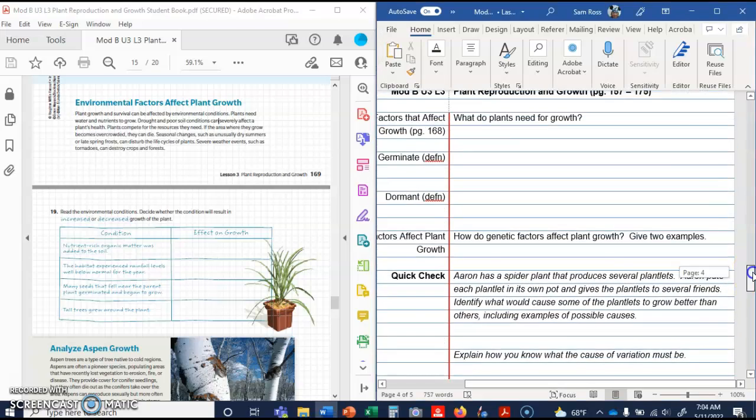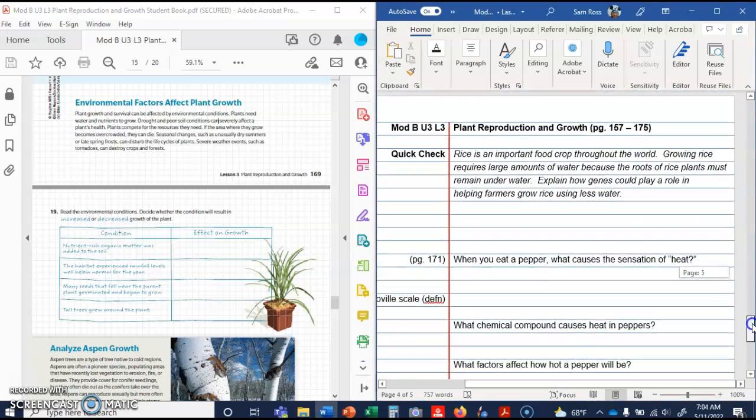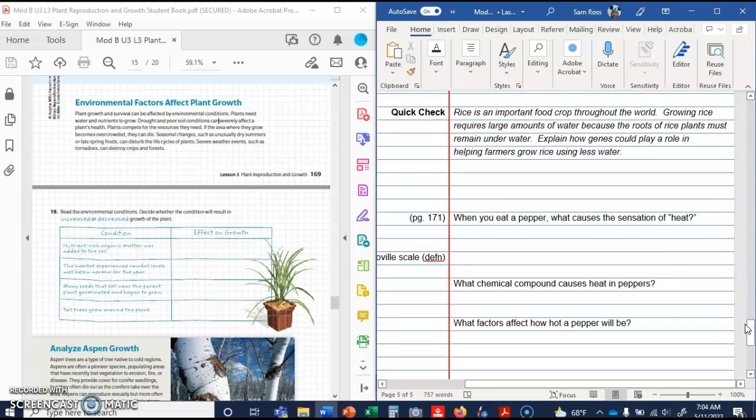So let's go ahead and scooch this down. We answered both of those questions and we're on to this quick check. Rice is an important food crop throughout the world. Growing rice requires large amounts of water, because the roots of rice plants must remain underwater. Explain how genes could play a role in helping farmers grow rice using less water.